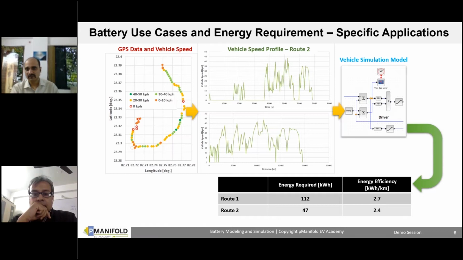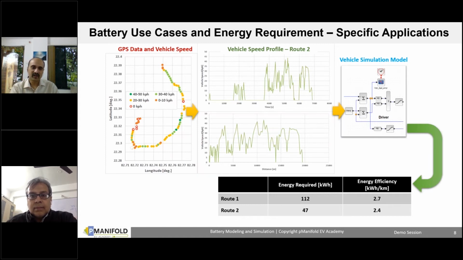So as long as we know how to generate the data that is required as input to the driver, which is velocity versus time at the minimum, and if you have access to the road profile, that also can be put in, and you can understand how different routes affect the energy efficiency and the range.